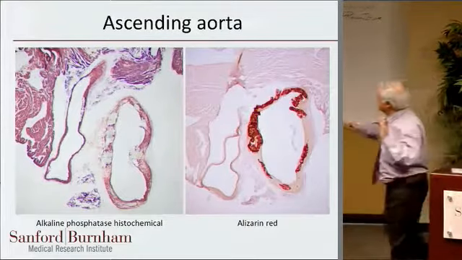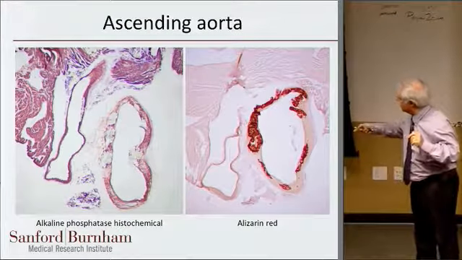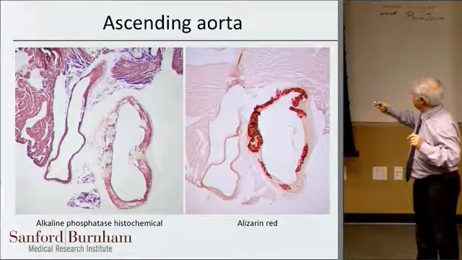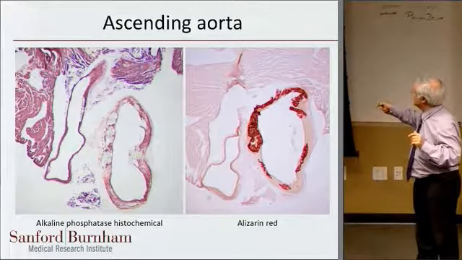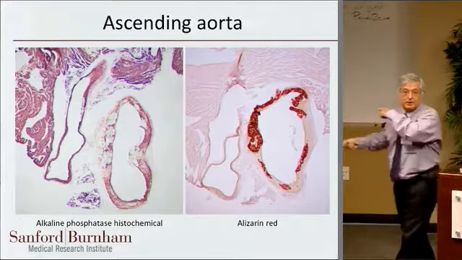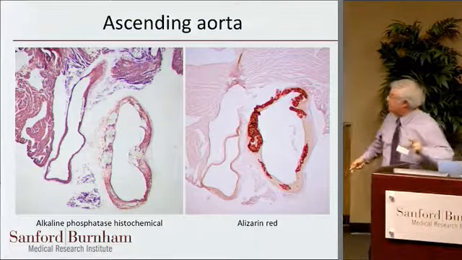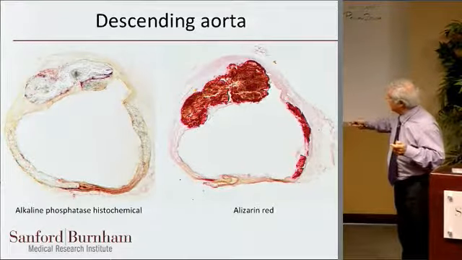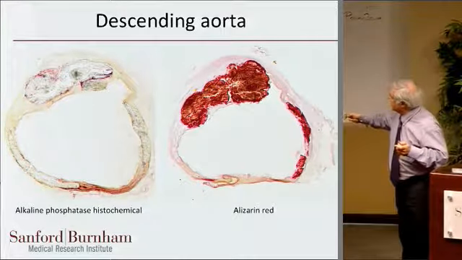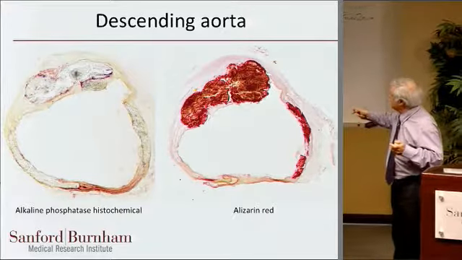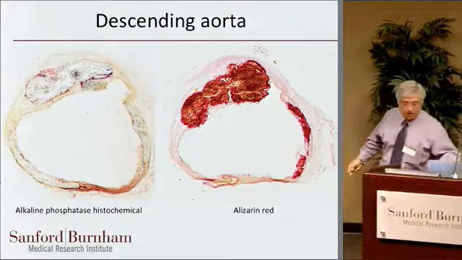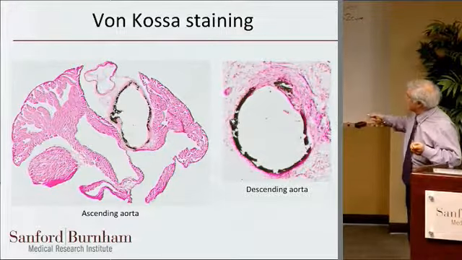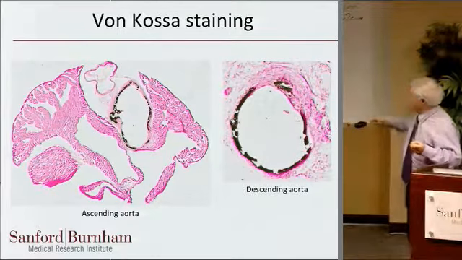Remarkable. You have upregulation of alkaline phosphatase and massive calcium deposition here, stained by alizarin red staining, which stains for calcium, okay? 30-day-old mouse aorta. Very young mouse. Another one, descending aorta, alkaline phosphatase staining here, hydroxyapatite deposition, look at this, all stained with calcium. Massive deposition of hydroxyapatite. Von Kossa staining for phosphate. Massive depositions, both the ascending, descending aortas.